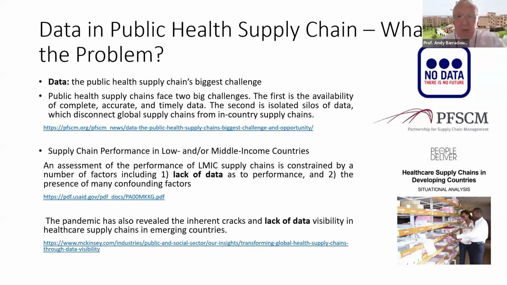Our supply chain performance is poor, number one, because of the lack of data. And the pandemic, COVID, has highlighted all these cracks, all these deficiencies, and all these problems. And that's why we're looking at data more now. It's always been a problem, but COVID has highlighted it, has brought it to the fore. Next slide, please.